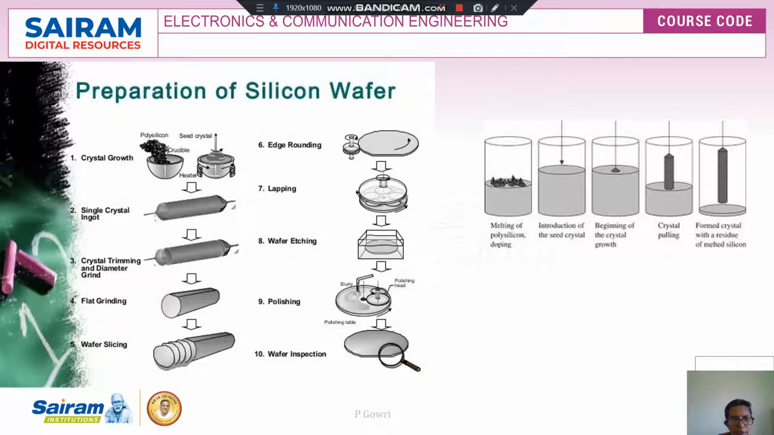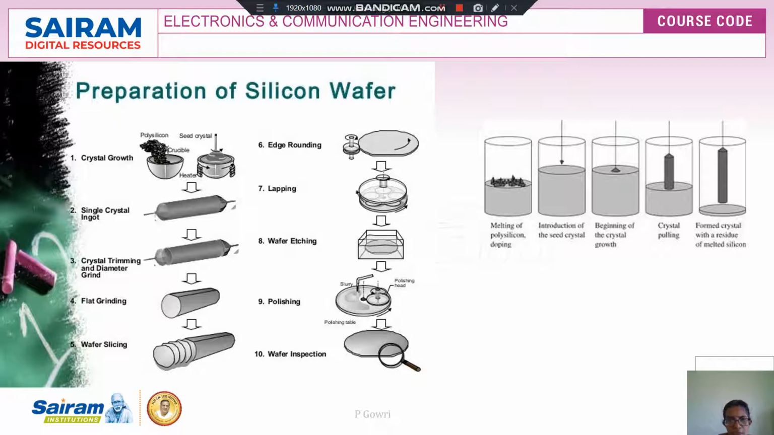We will have a polysilicon material which will be converted to the seed crystal. How to form the crystal is given in this next diagram: melting of the polysilicon and then doping, that is, you will have the polysilicon along with the introduction of the seed crystal. The seed crystal will be dipped and then by a chemical process the crystal will grow. After that the crystal will be pulled out and cooled down to form the solid crystal.